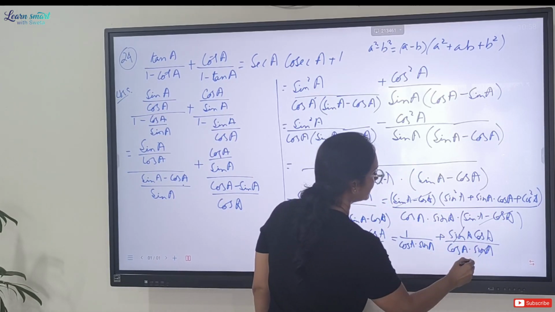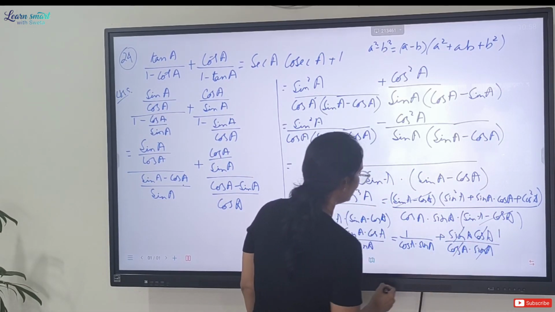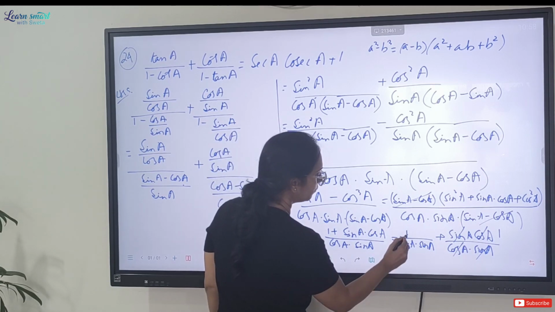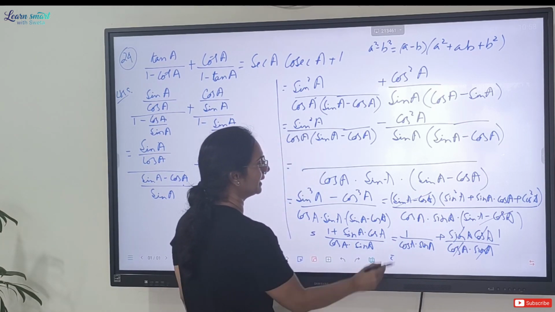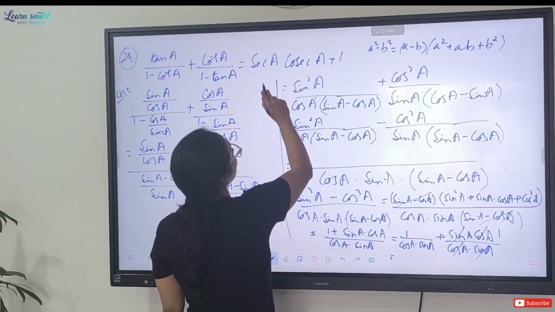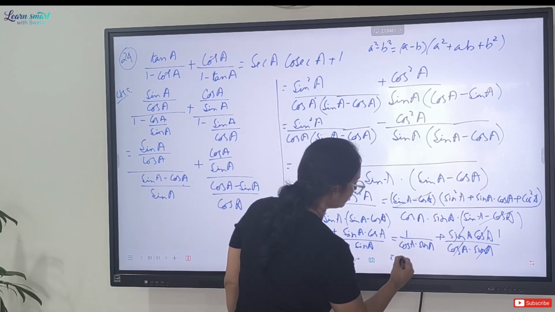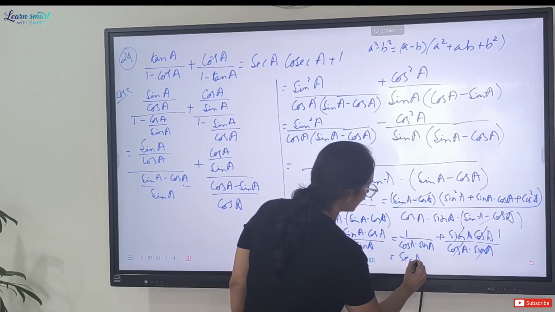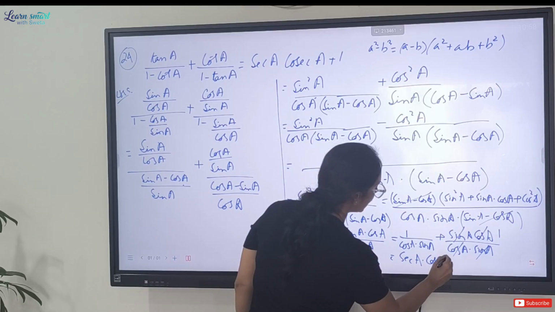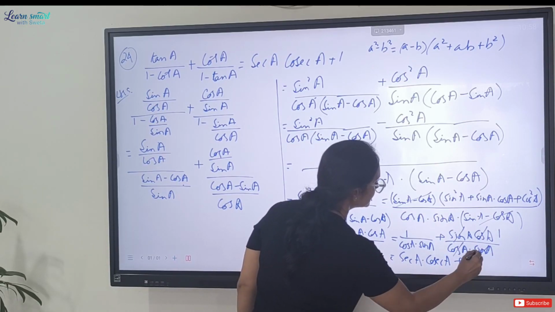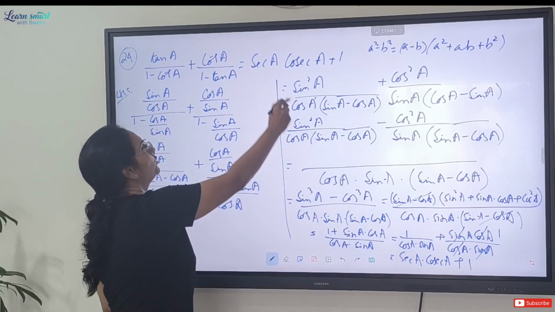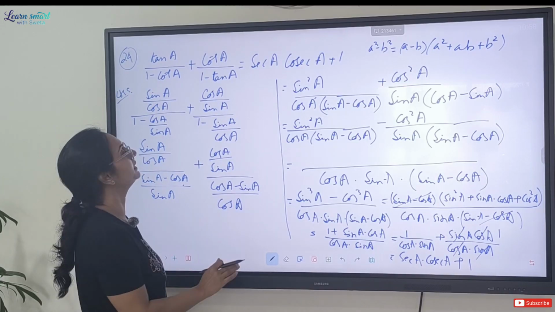So sin A cos A will cancel, so 1 will be left, and here 1 by cos A is sec A and 1 by sin A is cosec A. So we can write that as sec A cosec A. This part we can write as sec A cosec A and plus this is 1. So this is what we had to prove, RHS, and we are done.